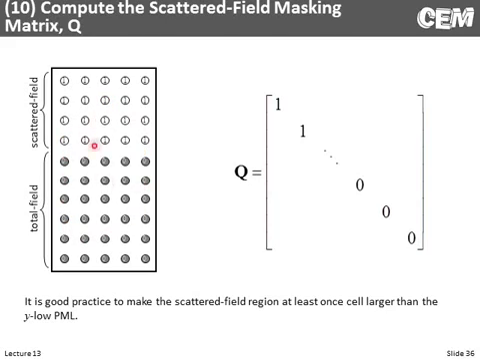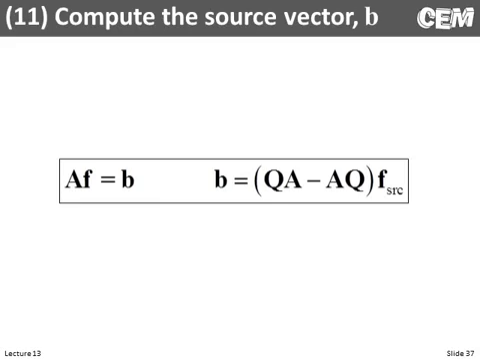Once we have this, we reshape this into a column vector and then insert that 1D array into the diagonal of a matrix. So the scattered field masking matrix is zeros everywhere except the diagonal, and the positions along the diagonal that correspond to positions in the scattered field will have 1s. Once we have that, we very quickly can calculate our source vector B. It's just Q times A minus A times Q times F source. And once we have B, now we have a big matrix equation that can be solved.